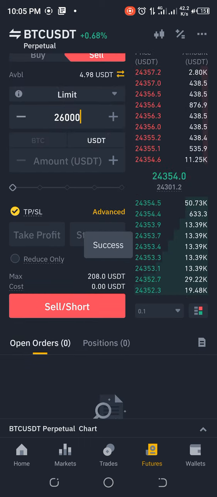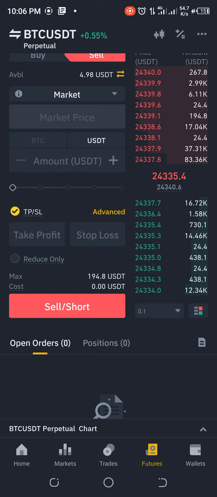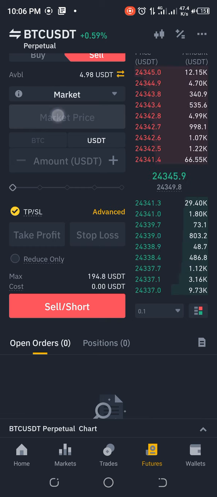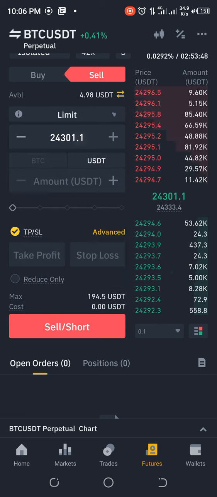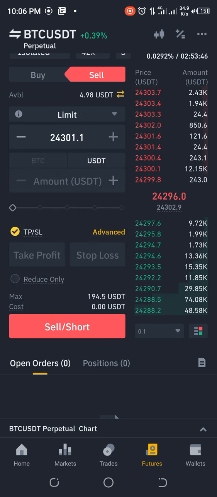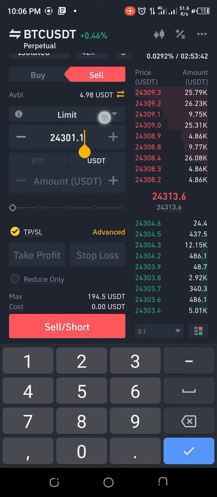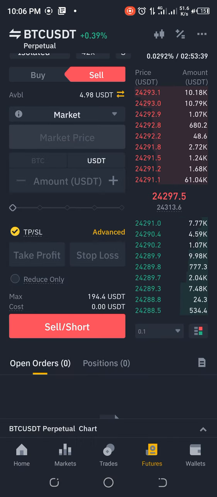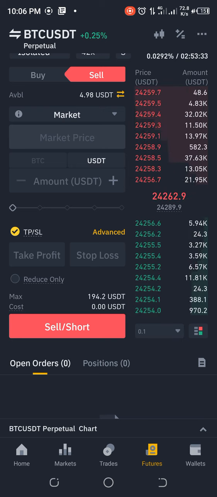Then market is for when you want to enter at the current price. You get, then you can see there is no price here, unlike when it gave me 24,301 here for me to change to 26K, 26,000. But when you are using market, there is no price option. The live price, the current market price, CMP is called current market price. That is what it will enter for you.